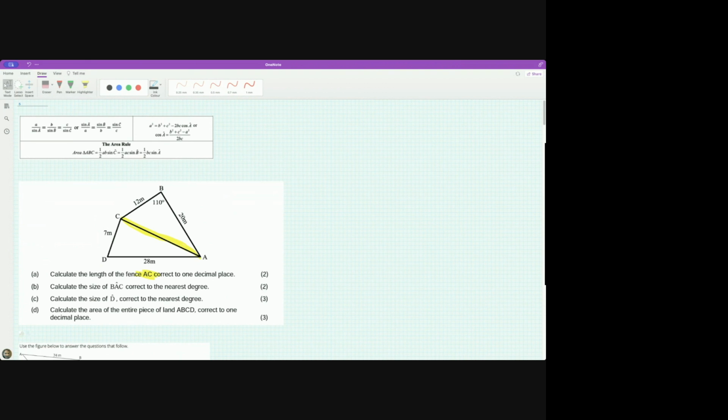So we'll think back, when we have 2 sides, so there's a side and there's a side, and we also have the included angle, and we want to find the 3rd side. What rule are we going to use? We're going to use the cos rule.